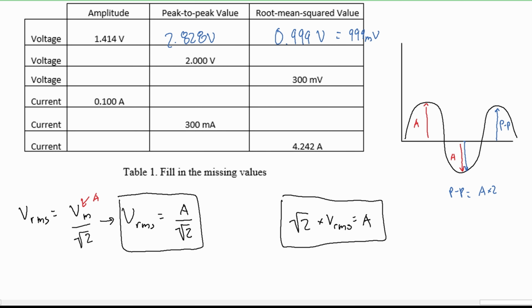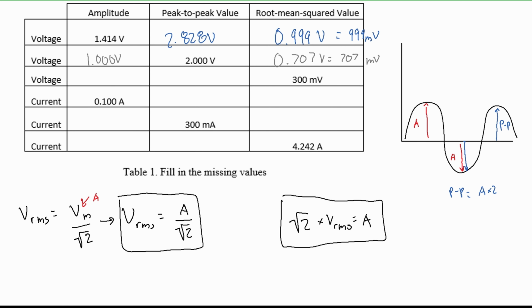For the next one, we are given the peak to peak value. We know that the amplitude is just going to be half of this, so we can say that this is 1.000 volts. And then the root mean squared of this, we just need the amplitude divided by square root of 2, so we're just going to have 1 divided by the square root of 2, and this is going to give us approximately 0.707, and this is measured in volts. Equally, we can say that this is 707 millivolts.